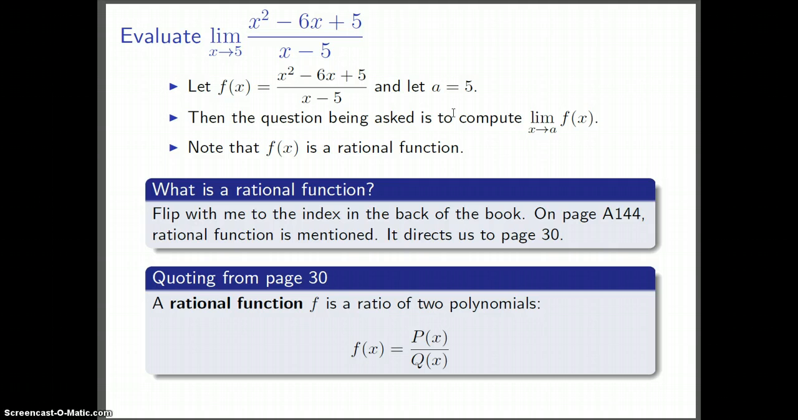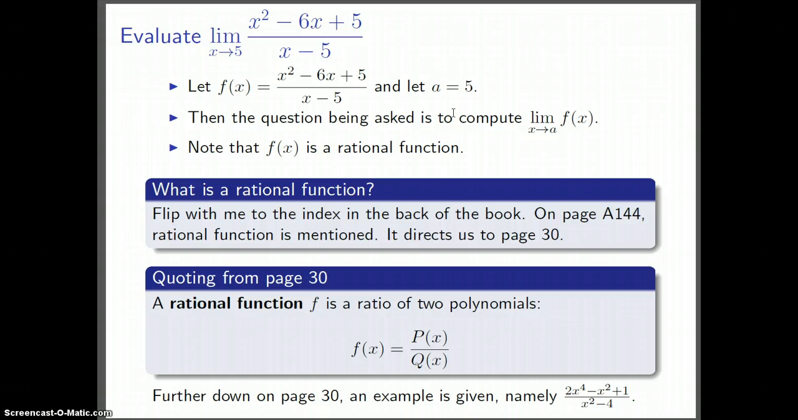In fact, a little bit later down on the page, Stewart gives an example of such a function. The example in the book is 2x to the fourth minus x squared plus 1 all over x squared minus 4. Okay, so the point is the function that we have here that we're starting with, f of x, is a rational function.